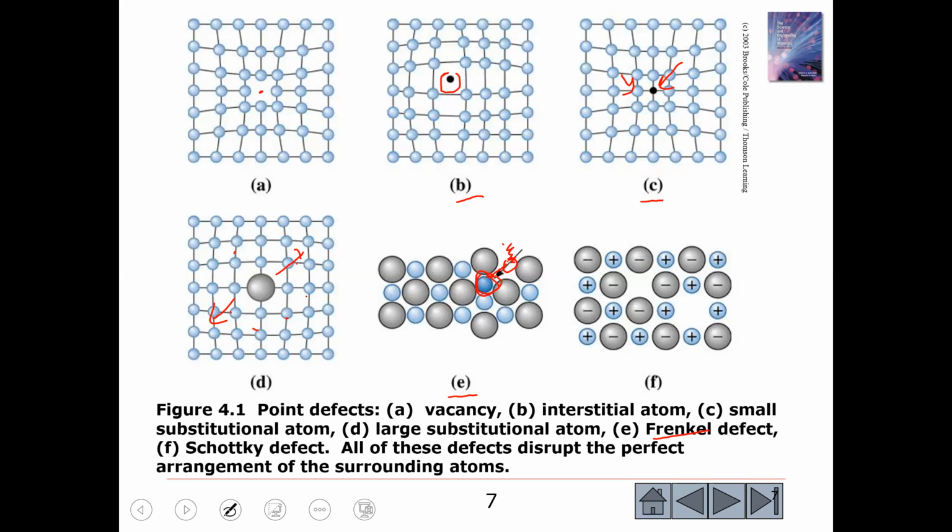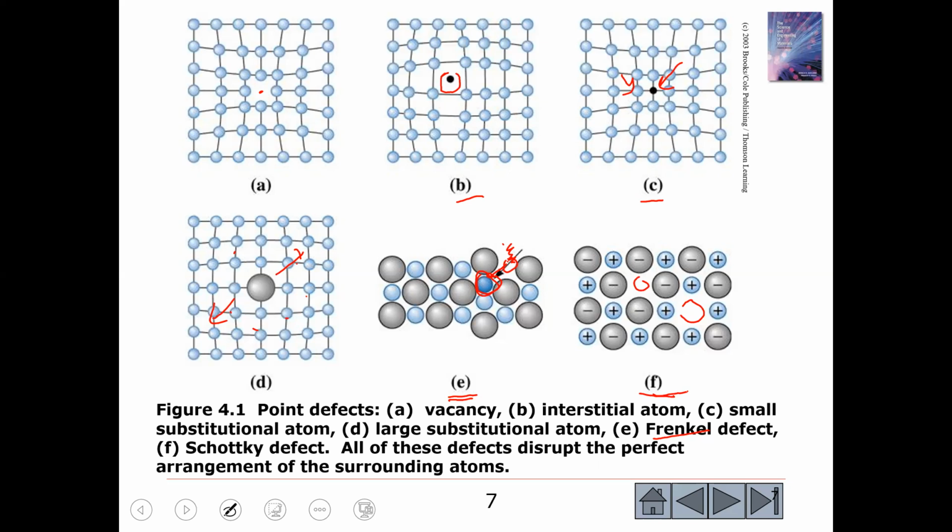If you look at F, this defect is called a Schottky defect because an ion pair is missing, right? An anion is missing from here and a cation is missing from here. So an ion pair is missing. So the last two are usually related to ionic material because they involve ion pairs. Frenkel defect can also be related to metals or non-ionic material as well. But Schottky is related to ionic material.